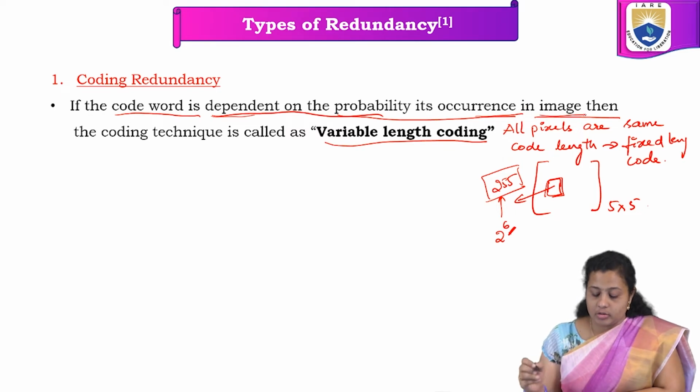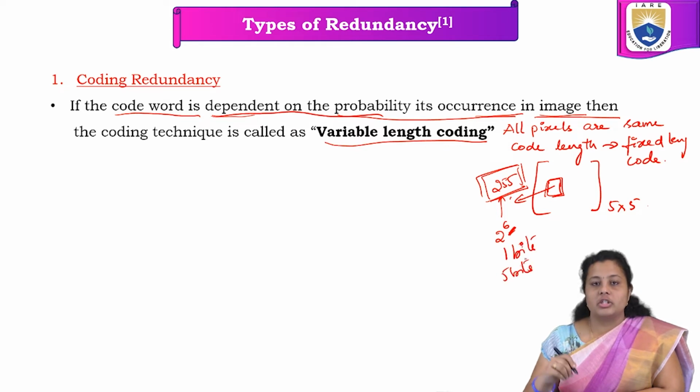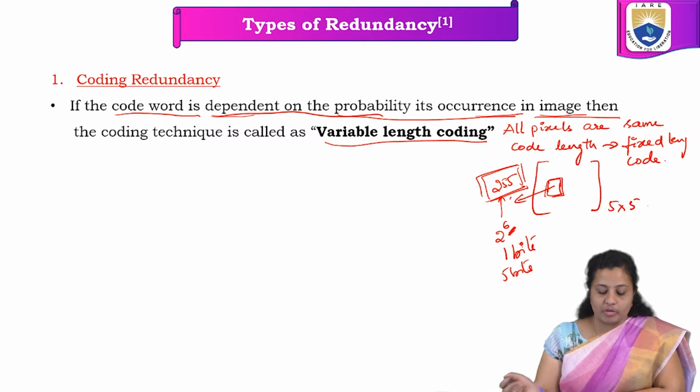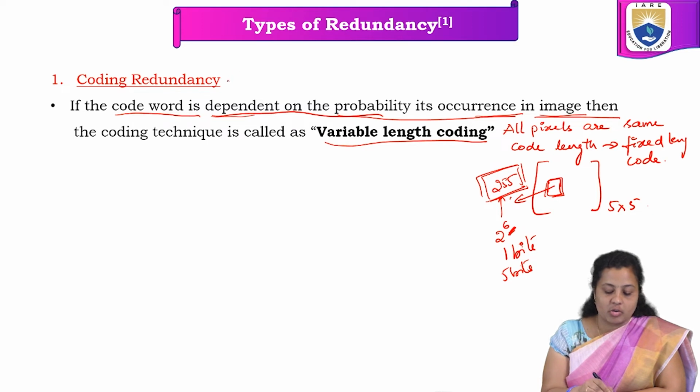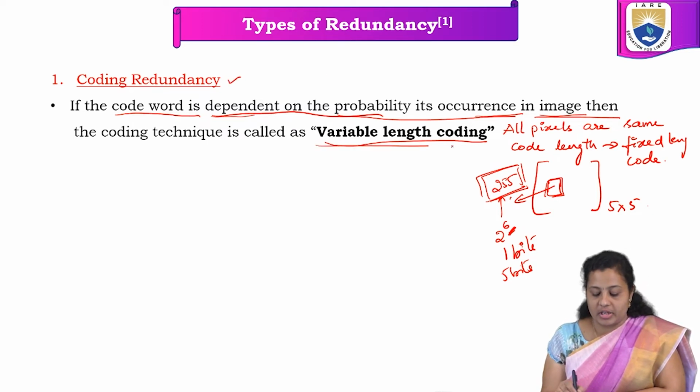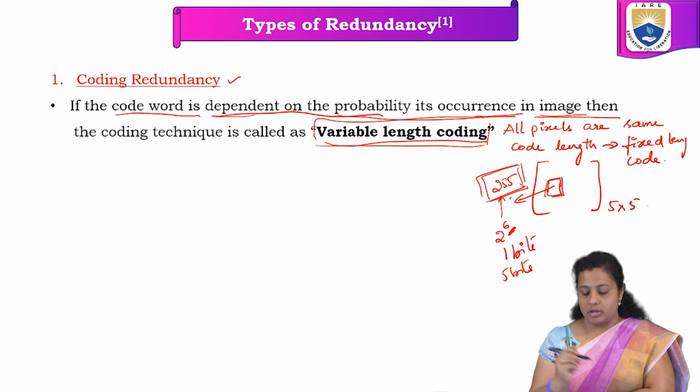So the code length, instead of representing this 255 by 6 bits, since it is having the least possible probability, if we can represent it by 1 bit, then we can reduce almost 5 bits. So it is easy for us to compress the image. So for image compression, for reducing this coding redundancy, we will go for variable length code. Variable length code is our best possible way by which an image can be compressed.